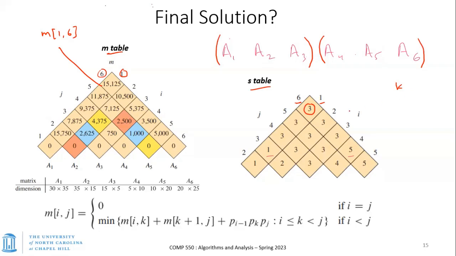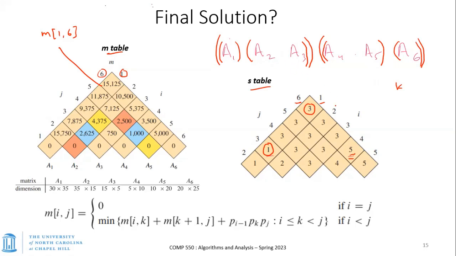So we put the parentheses around A1. This is the next level of making up the problem. Okay, keep going. Yeah, so k is equal to 5. And so we put the parentheses over here. Okay. So that basically gives you the solution.